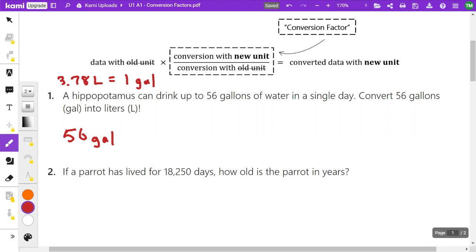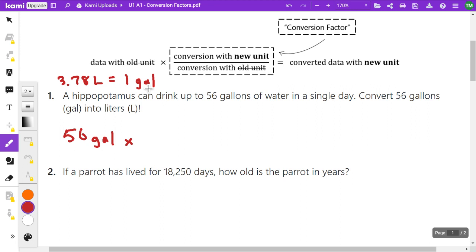Now, because liters and gallons are different numbers for the same amount of volume, like how 1 gallon is the same as 3.78 liters, this number is going to change, as well as my units. So in the end, my answer is going to be totally different looking. So I need to do some math to this to be able to change it into liters. So I'm going to make a little multiplication sign here. I need to multiply it by something that has both these pieces of information, the liters and the gallons part.